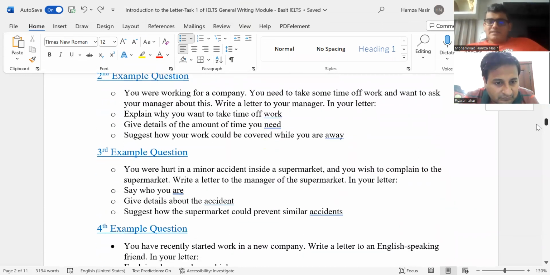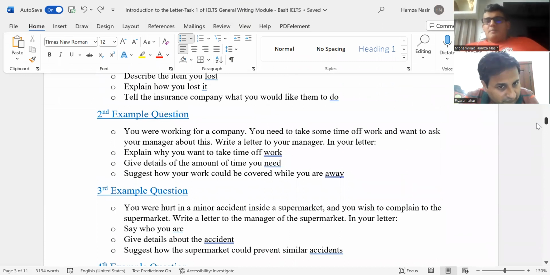ठीक है, वेरी गुड। अब हम थर्ड एग्जांपल को देखते हैं। You were hurt in a minor accident inside a supermarket and you wish to complain to the supermarket. Write a letter to the manager of the supermarket. In your letter's first bullet point, say who you are. Second bullet point, give details about the accident. And the third bullet point, suggest how the supermarket could prevent similar accidents. Okay? So, अब बताएं, what do you think?